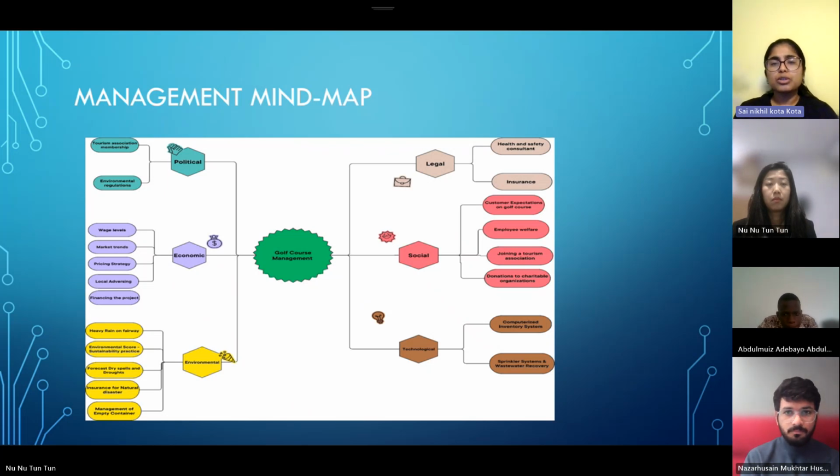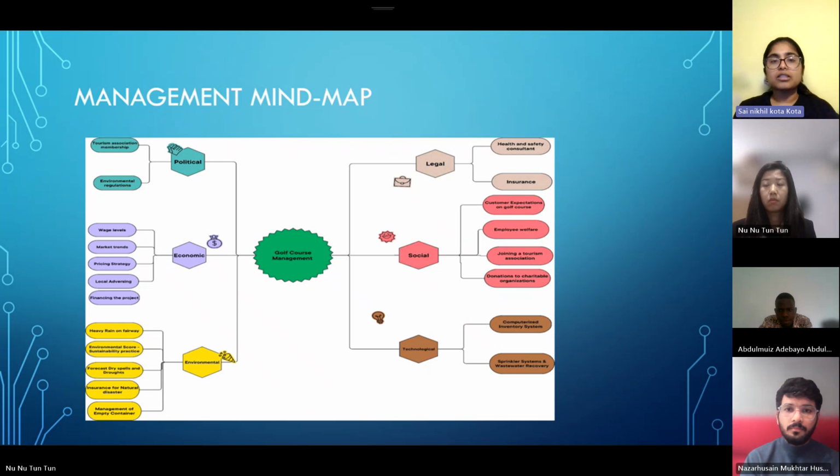Being a tourism association member can provide a medium for influencing tourism policies and regulations that affect the golf course industry. Coming to the economic factors, we have wage levels, market trends, pricing strategy, local advertising, and financing the project. We thought there was a need to invest in local marketing to attract customers, especially during the down periods. And financing the project, the money issues directly involved in the expansion, upgrading, and maintenance, also work as a crucial decision factor in terms of allocation of funds from the banks.